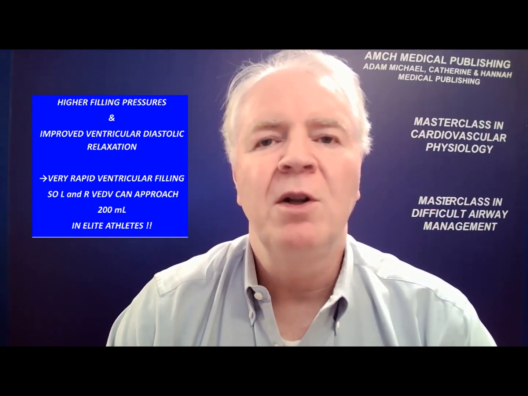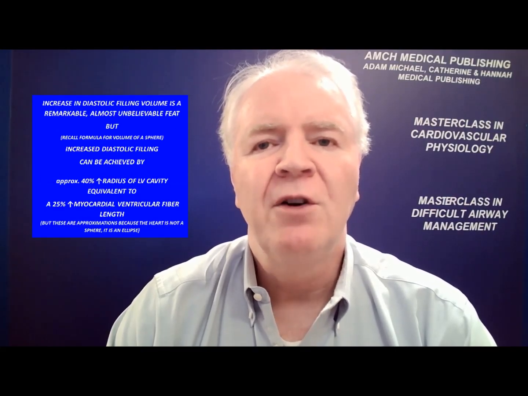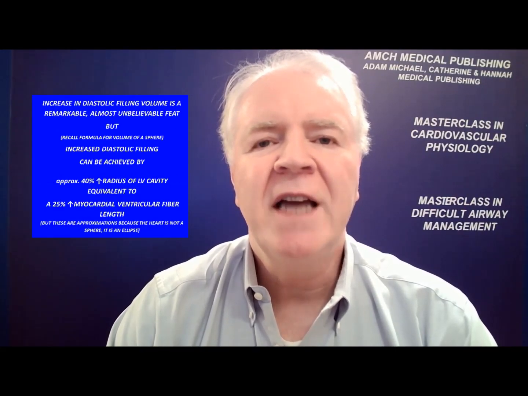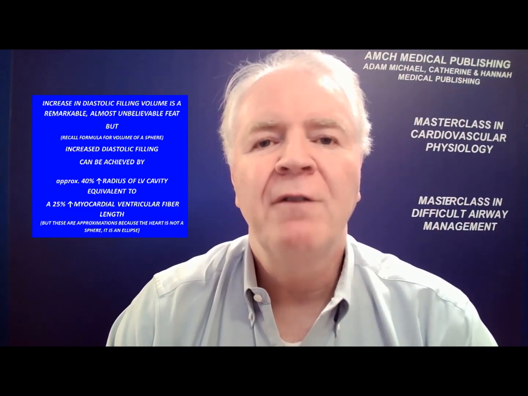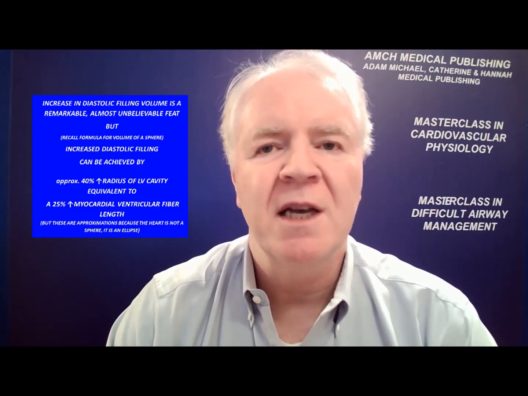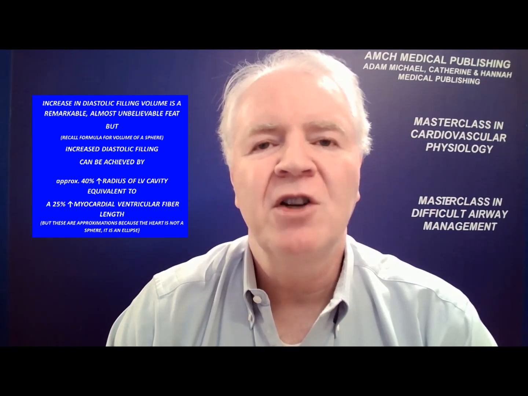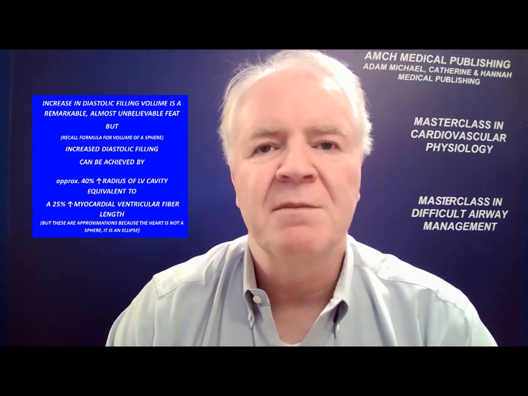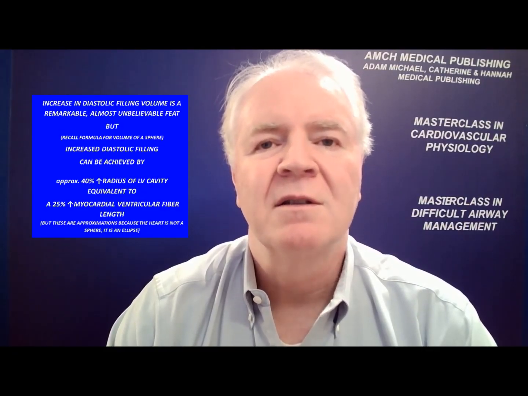This is a remarkable, almost unbelievable feat, but with reference to the formula for the volume of a sphere, it can actually be achieved by an increase in radius of only approximately 40%, and an increase in myocardial fiber length of 25% will enable an increase in spherical volume of 40%. Now, of course, these are approximations because the left ventricle is not a sphere, it is an ellipse, and the cross-sectional outline of the right ventricle is a crescent.